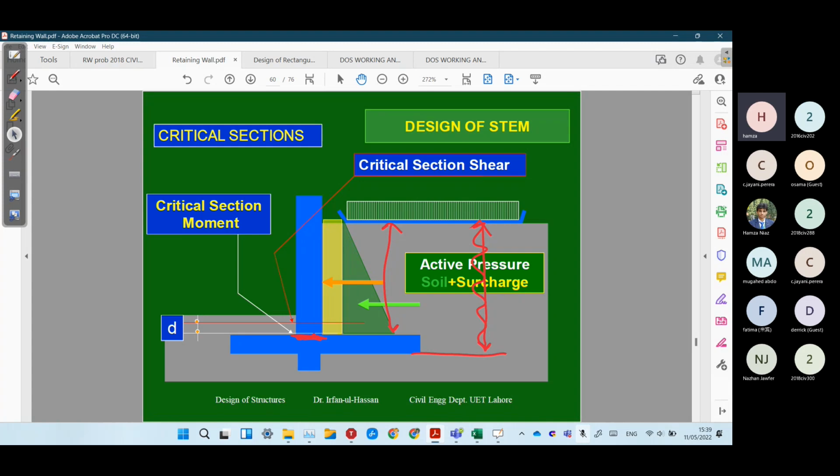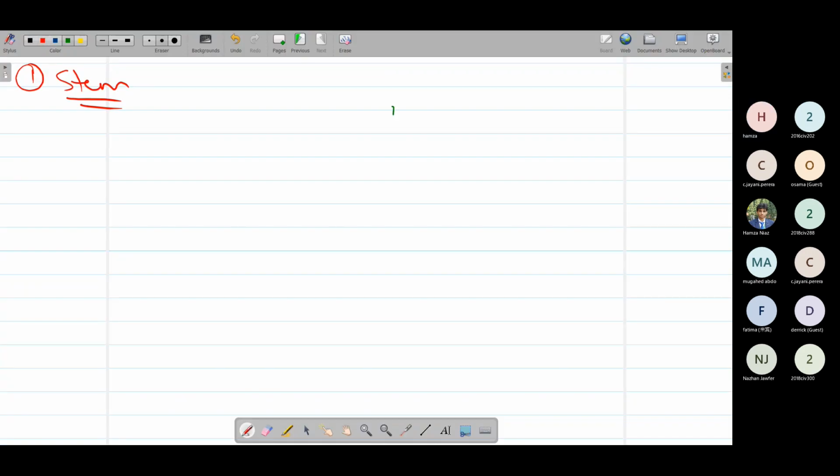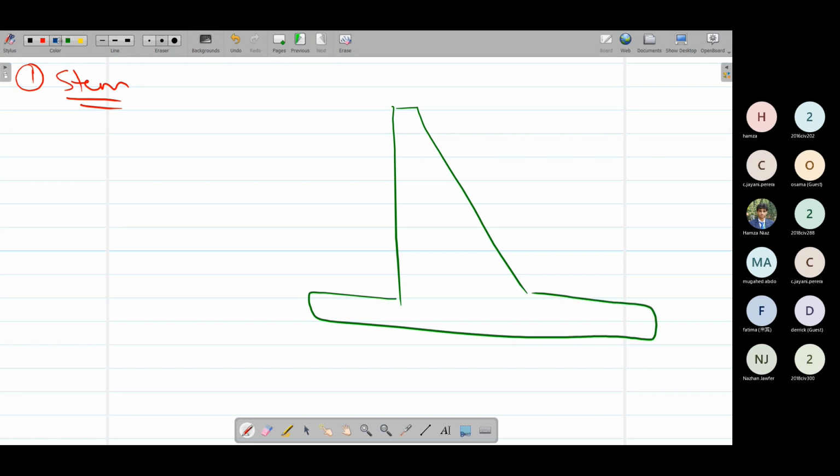And for the shear, we have to calculate this d value, the effective depth. After calculating the effective depth, we are going to take the critical shear value at a distance d from the top face of the stem. At the distance d from the face of the stem, we are going to calculate the critical shear. So if I draw this again, our forces are like this.